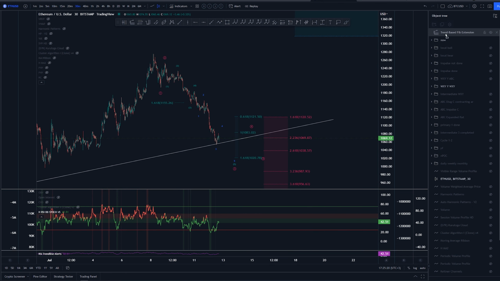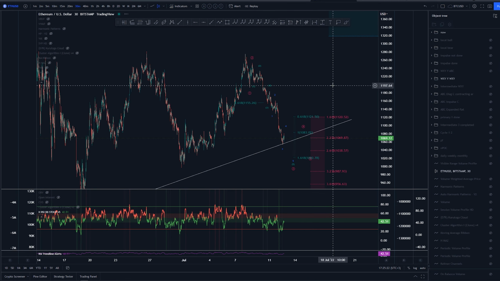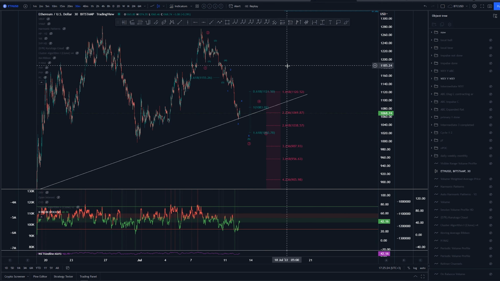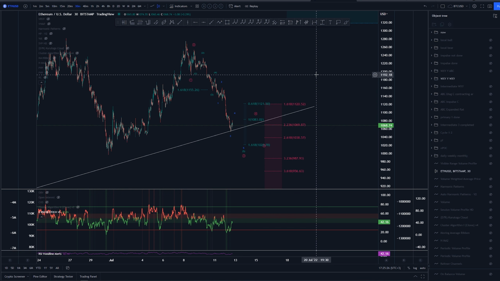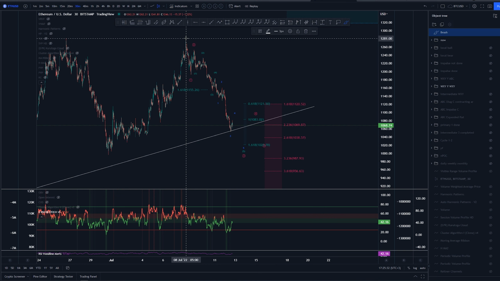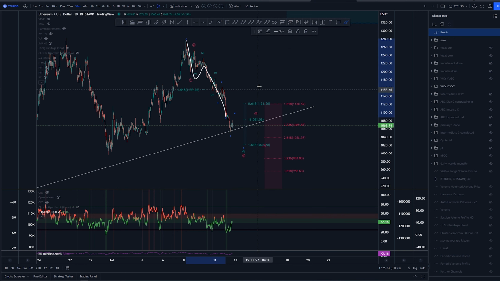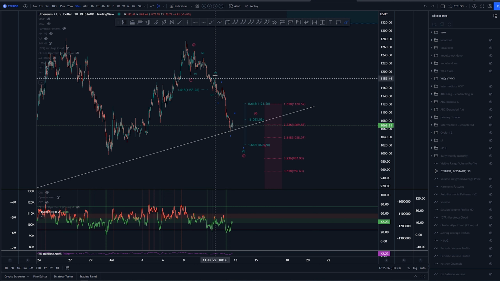But yeah, that is pretty much everything I wanted to share on Ethereum. This is definitely looking impulsive to me. I don't have any corrective structures here at the moment. In Bitcoin, we could be saying that we had some kind of a WXY completed, but it doesn't really look like it too much. But yeah, that's everything I wanted to share.